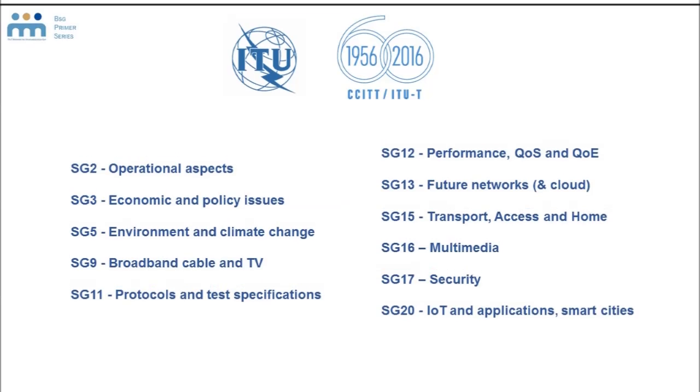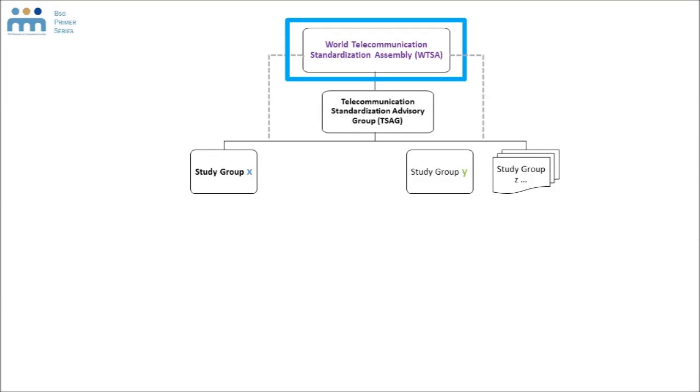The ITU-T's governing body is the WTSA. The WTSA, or World Telecommunications Standardization Assembly, is held every 4 years, and it agrees, among other things, on the mandate and structure of the study groups. The WTSA also appoints the chairman and vice chairman of study groups.